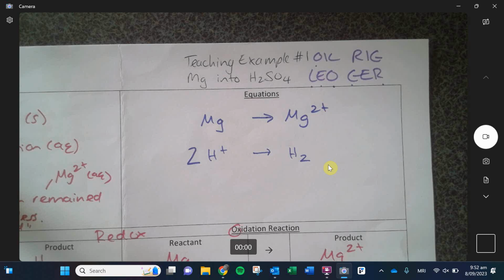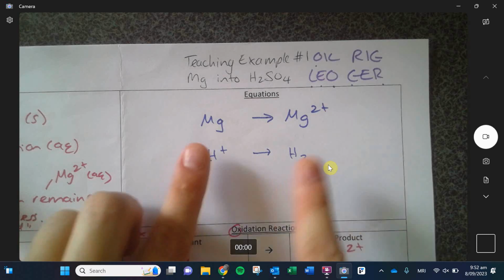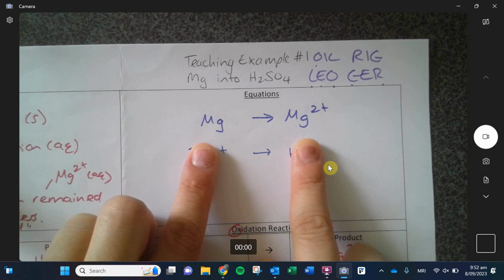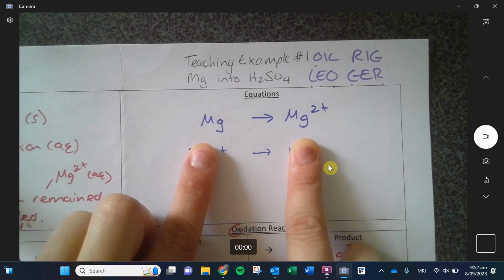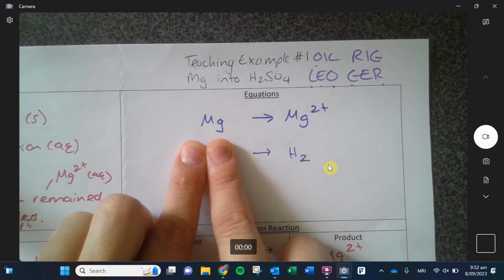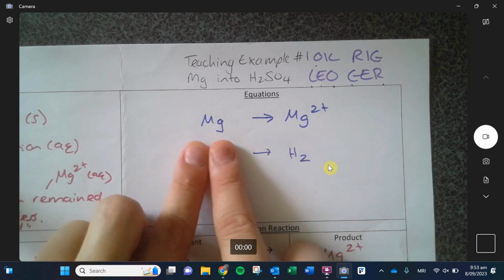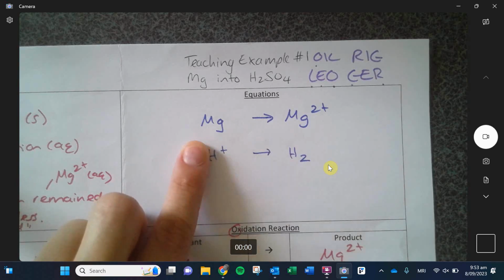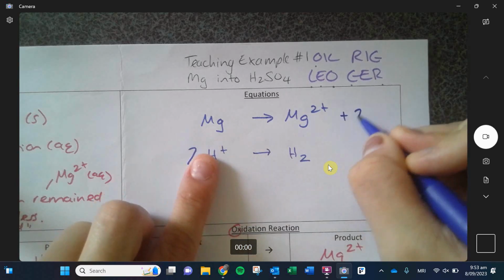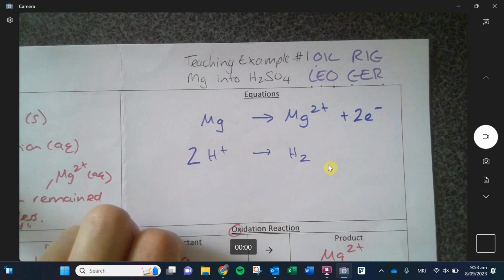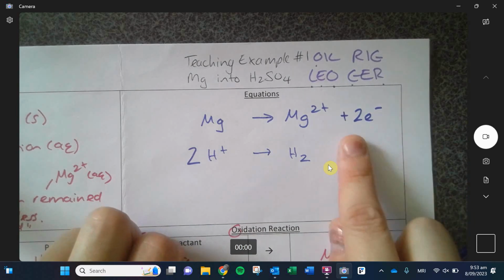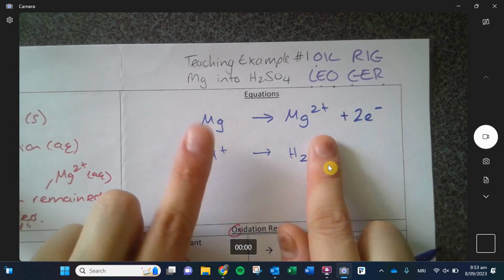So I need to think about gaining and losing electrons, and I want the charge on both sides of the equation to match. Remember that when we add electrons, they are negatively charged. So this currently has no charge on this side. This has a charge of positive 2, so I want to bring this number down to 0. The way I'm going to do that is by adding 2 electrons to the product side. And now that brings that charge down to 0. So now these two match.